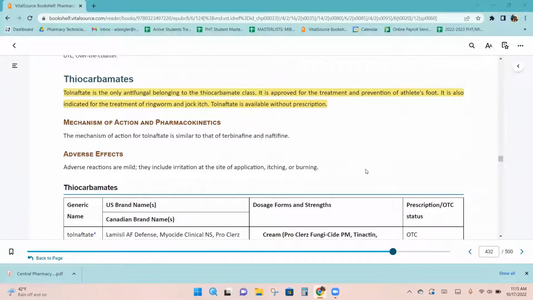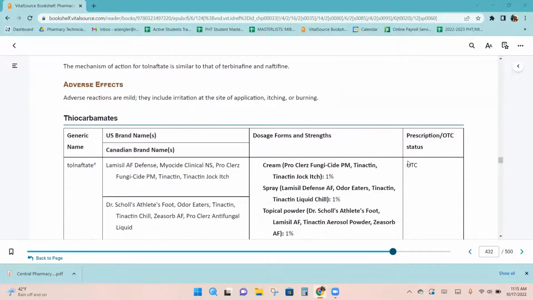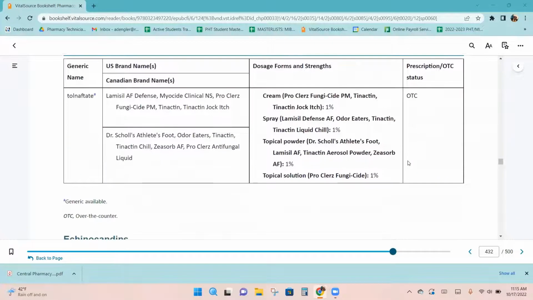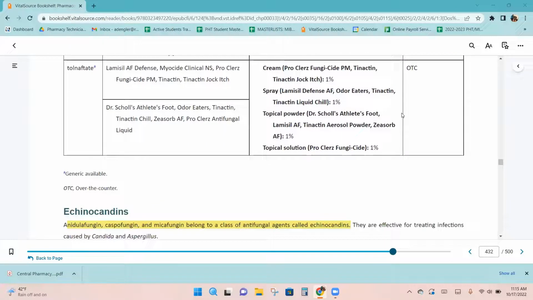Sulconazole is the only antifungal belonging to the thiocarbamate class. It is approved for the treatment and prevention of athlete's foot. It is also indicated for the treatment of ringworm and jock itch. It is available without a prescription. So you can see all the different dosage forms of that as well: cream, spray, powder, solution.